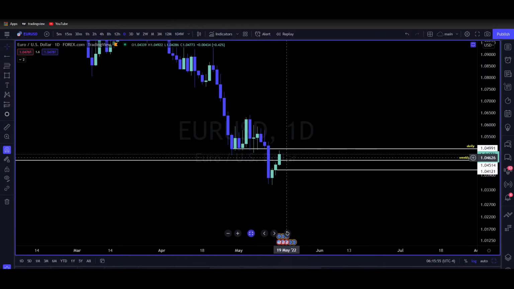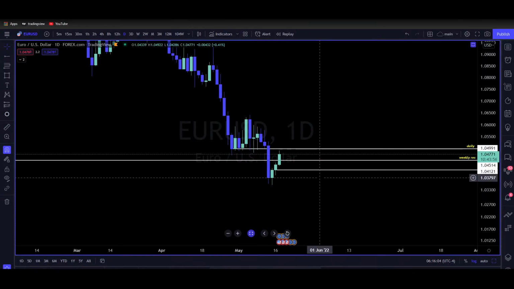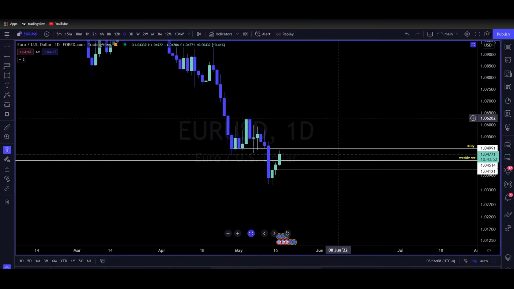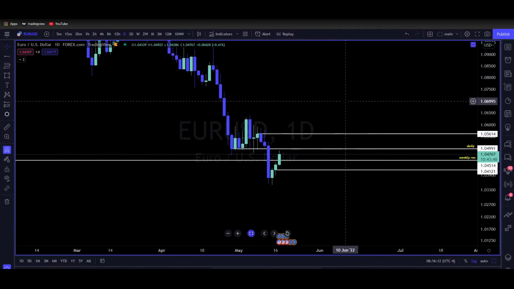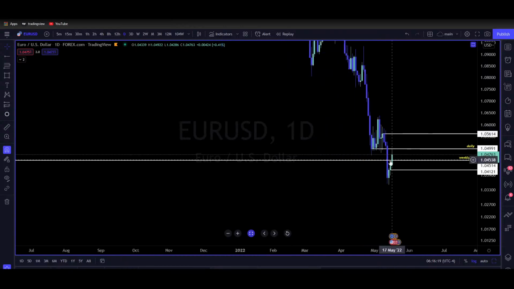Yeah. So watch this one, it's my favorite level right there. That's the weekly open. I don't know that you get back down there, but you can watch it. And then obviously that's going to be resistance until you get above it. Next area of resistance is 105.614. Now, if you get above this swing high right here, you got room to go all the way back up to 107.7.